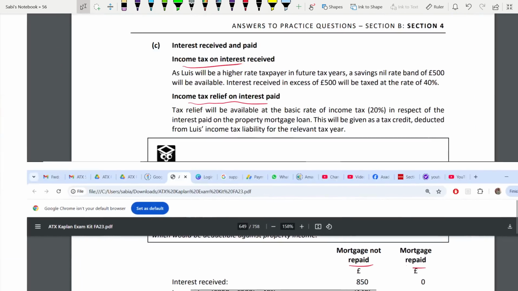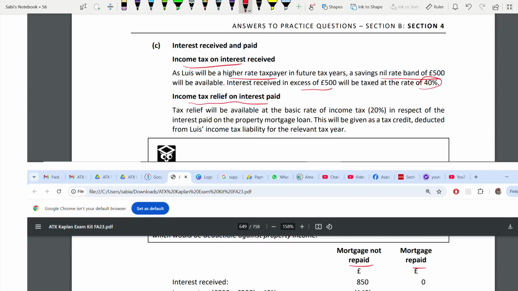So how much interest is he going to receive? Because he's a high rate taxpayer, he's going to get a savings income nil rate band of 500. Excess of 500 will be taxed at 40%. And tax relief, remember, you will always get at basic rate only, 20%. And if you are paying any interest for the mortgage property loan, this will be given as a tax credit. That means it is deducted from the income tax liability.